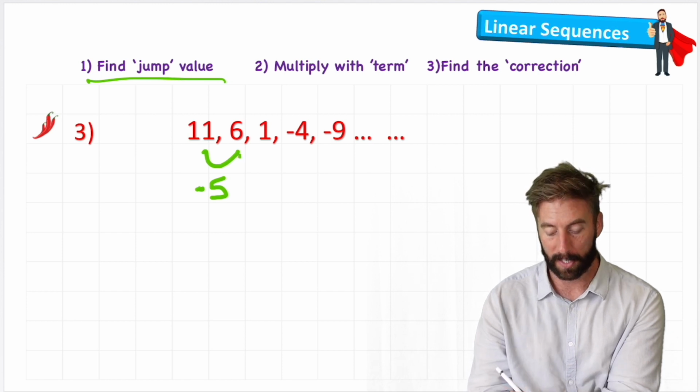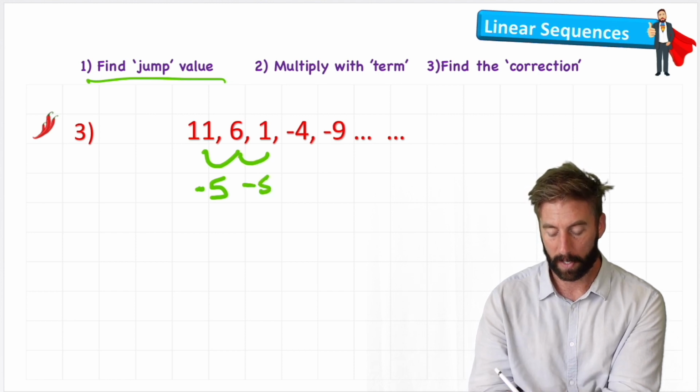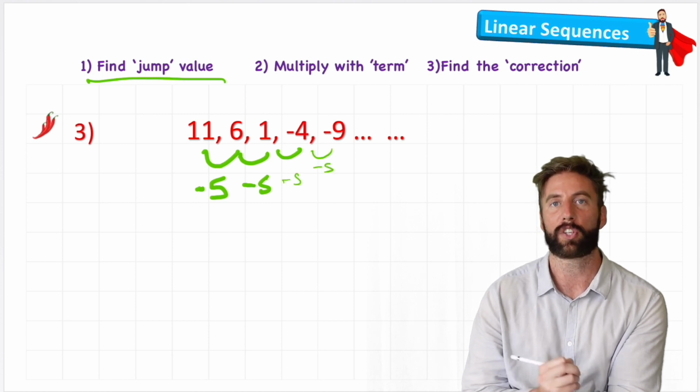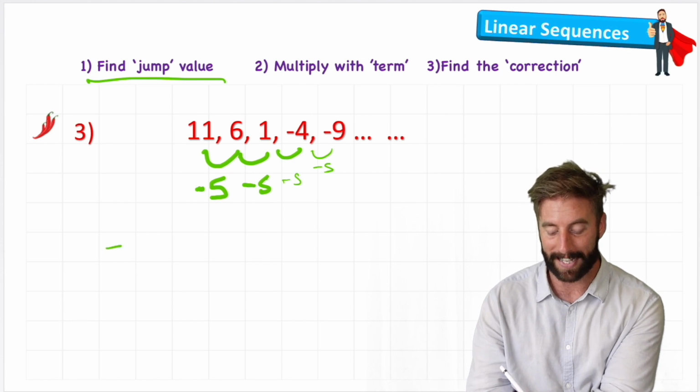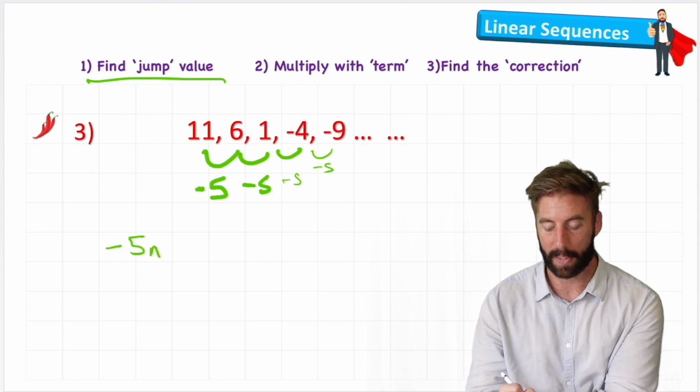What's the difference between 6 and 1? Also negative 5. 1 and minus 4, negative 5. Minus 4, minus 9, also negative 5. So the start of my formula this time is going to be negative 5n. Okay, then we're going to multiply with the term and find the correction.